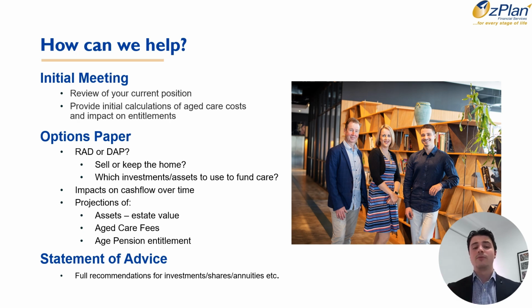If that's not enough, we can then also complete what's called an options paper. This is a bit more of a detailed report covering those options that we may have discussed in that initial meeting, but in greater detail. So we project out over a 5-10 year period. We can look at age pension entitlements over time, the estate value over time, so what you're leaving behind to the kids, and is generally a more robust document in terms of it can be a bit more future-proofed. The initial meeting is just more sort of a basic snapshot of this is what it looks like today.